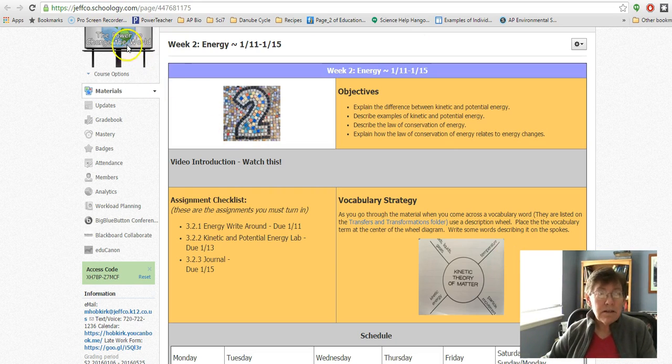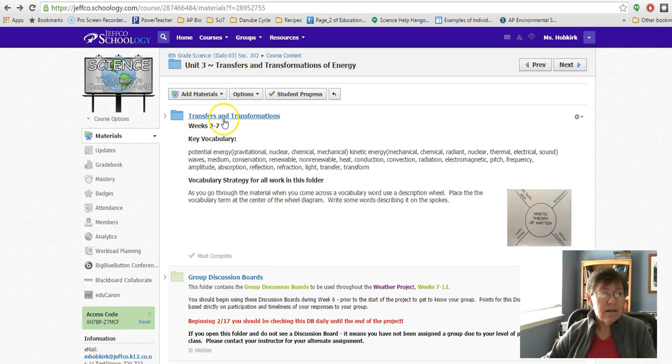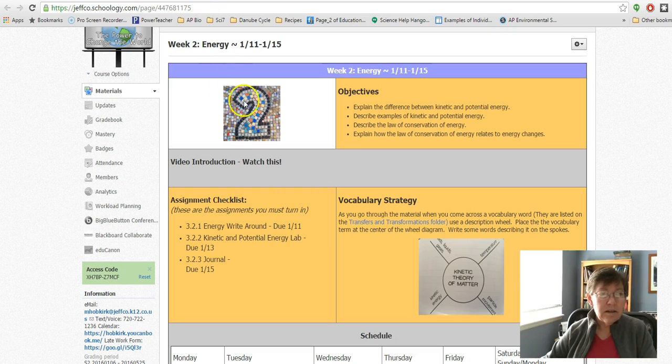Your vocabulary for the entire unit, if you look here on the transfers and transformation folder, key vocabulary is listed right here. So the idea is, as you go through each week, and this is week 2, as you find these words, write these in your notebook in a diagram or on a Google document. You will be sharing this and turning it in later in the unit. So know up front that you need to do that each week and that it will be shared later.